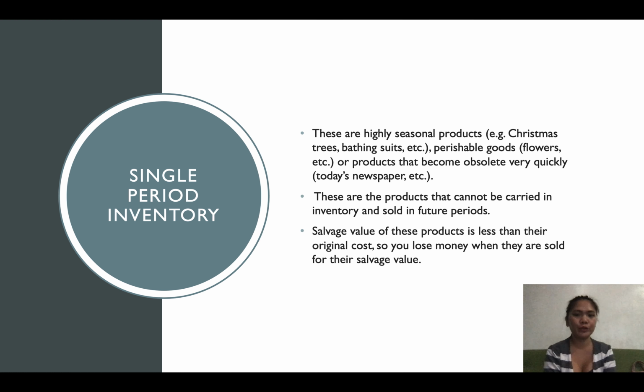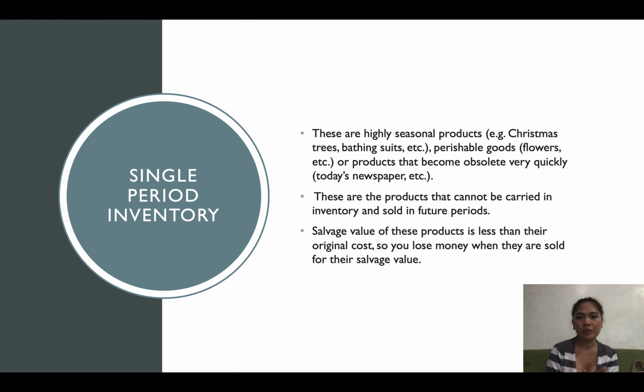have the single period inventory. These are some products like Christmas trees and bathing suits that are highly seasonal. Others are easily perishable, so flowers for example, or they become obsolete very quickly, such as today's newspaper. These products cannot be carried in inventory and sold in future periods.